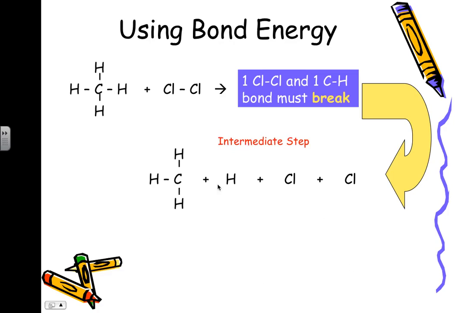I cleaved off a hydrogen right here from the carbon. So there's my hydrogen by himself. And then I broke that bond, so now I've got 2 chlorines by themselves. And I gave you this phrasing just a little bit ago. This is called an intermediate step.